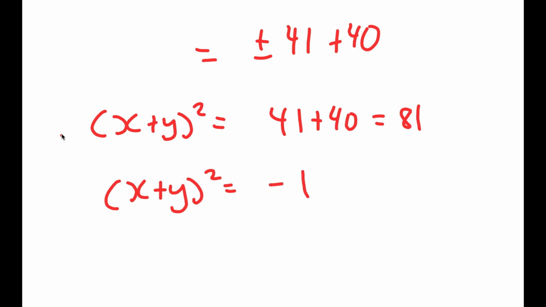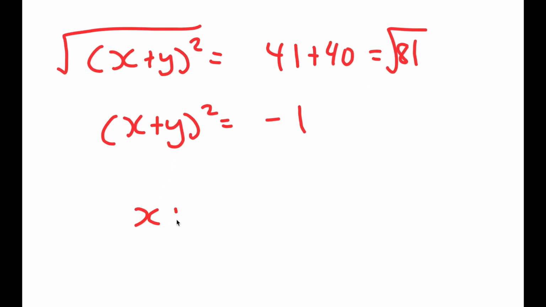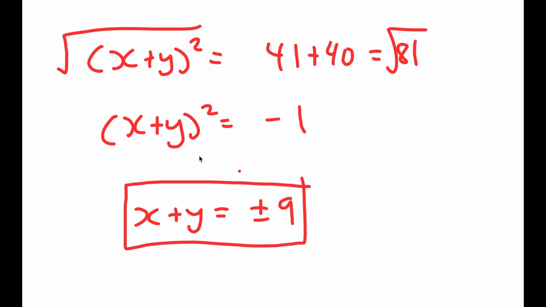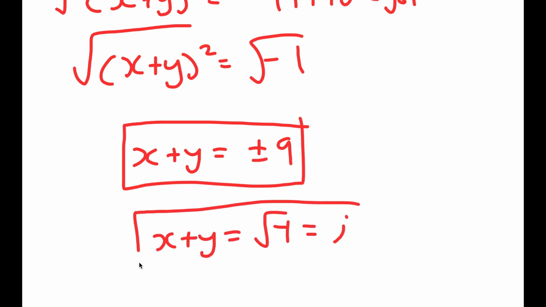Now, if I take the square root on both sides of this, I get x plus y is equal to positive or negative 9. So this is two solutions. And for the other, I get x plus y is equal to the square root of negative 1, which is equal to i. So this is my third solution.